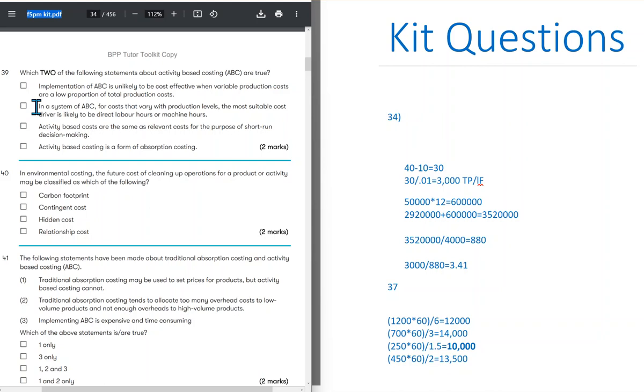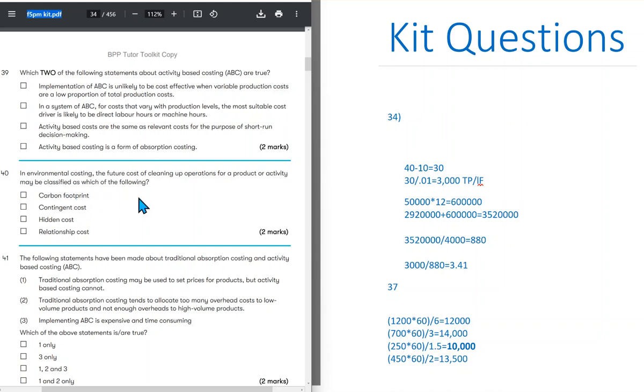One, in a system of ABC costing for costs that vary with production levels, the most suitable cost driver is likely to be labor hours and machine hours. Remember, if it relates to production, then usually we will be using machine or labor, so it is something that will be changing with that. And then activity-based costing is a form of absorption costing. It is an alternative to absorption costing. And activity-based costing is the same as relevant cost. Remember, it is not relevant cost because both absorption costing and activity-based costing use notional cost, and notional cost is not relevant cost. And then the first one, implementation of ABC is unlikely to be cost effective when variable production costs are a low proportion of the total. It is actually going to be effective there when variable costs are lower and overheads are higher. That is the main reason we would be using activity-based costing.